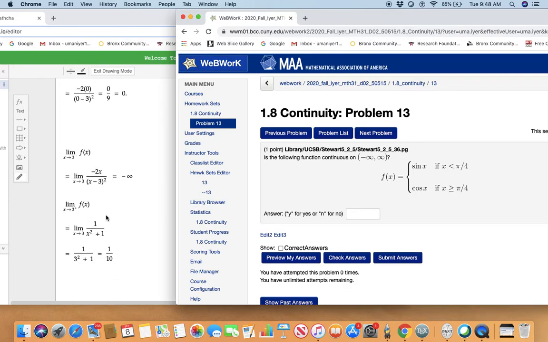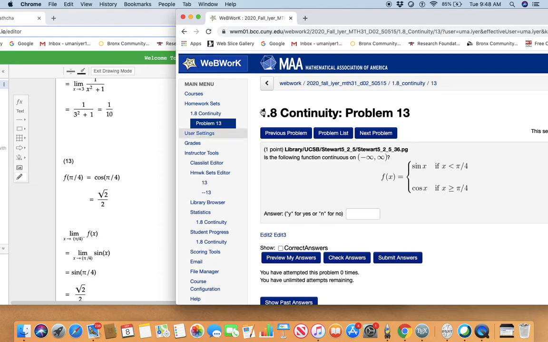So this was problem number 13. Find the value. Since pi over 4 is a cut point for this piecewise defined function, x equals pi over 4 appears here. So the rule is cosine x. So f of pi over 4 is cosine pi over 4, that is square root 2 over 2.